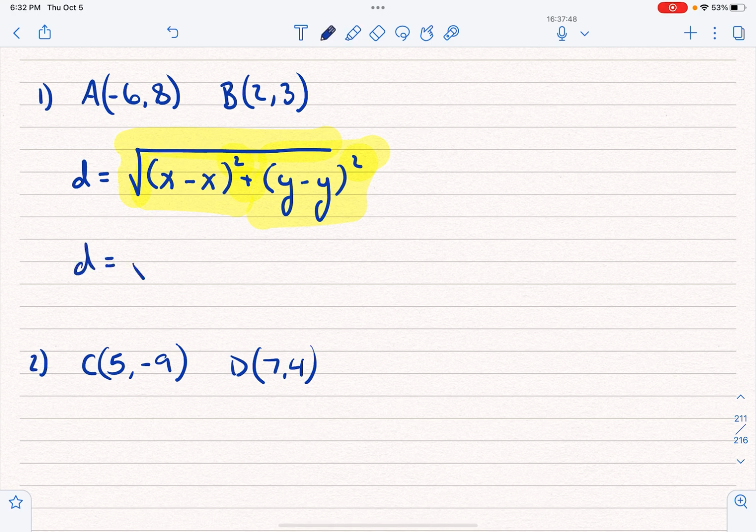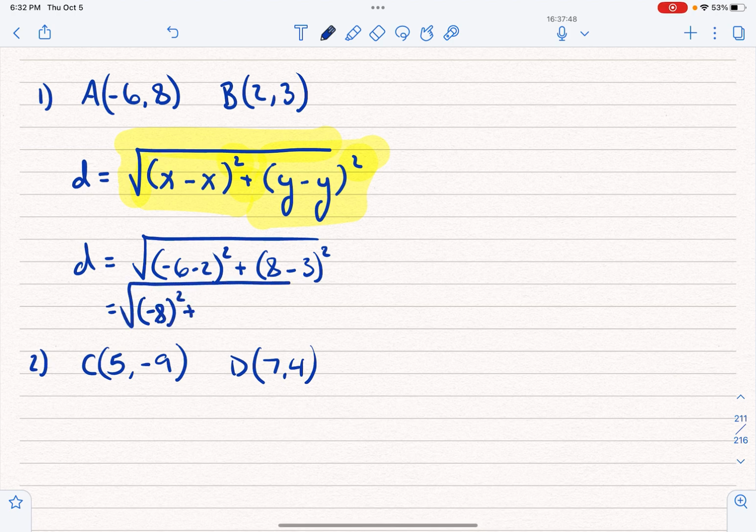Therefore the distance is equal to the square root of -6 minus 2, squared, plus 8 minus 3, squared. At this point, you really can do a lot of the math in your head. -6 minus 2 is -8, so I've got -8 squared, plus 8 minus 3 is 5. -8 squared is positive 64, and 5 squared is 25. Add that up, and I get the square root of 89.